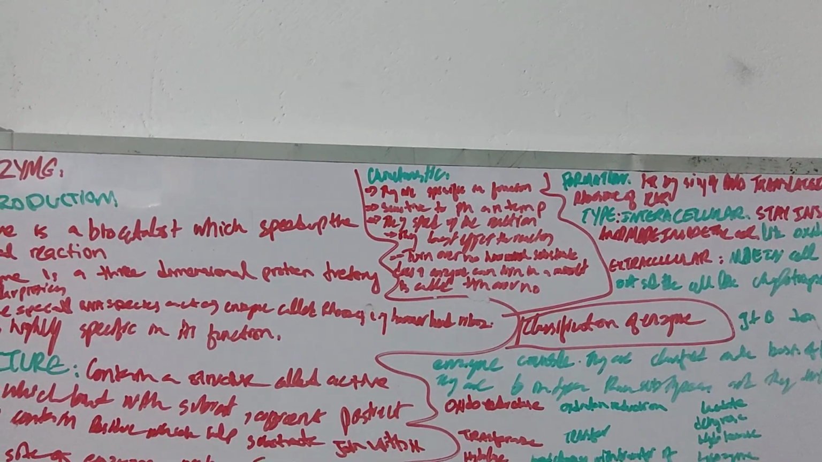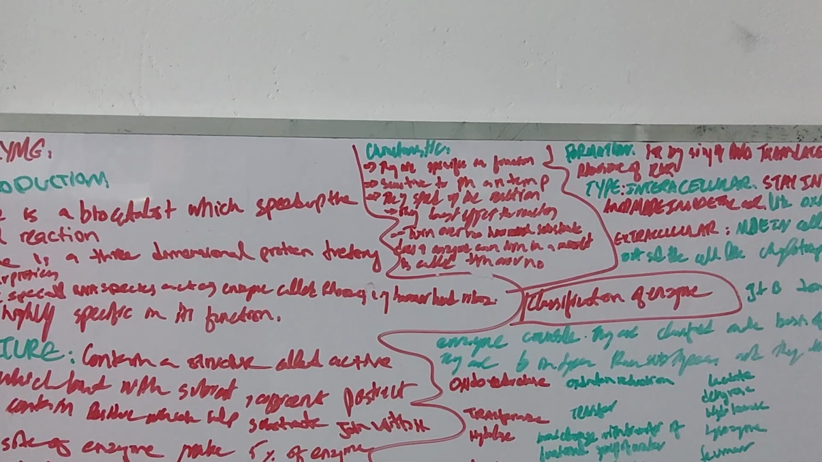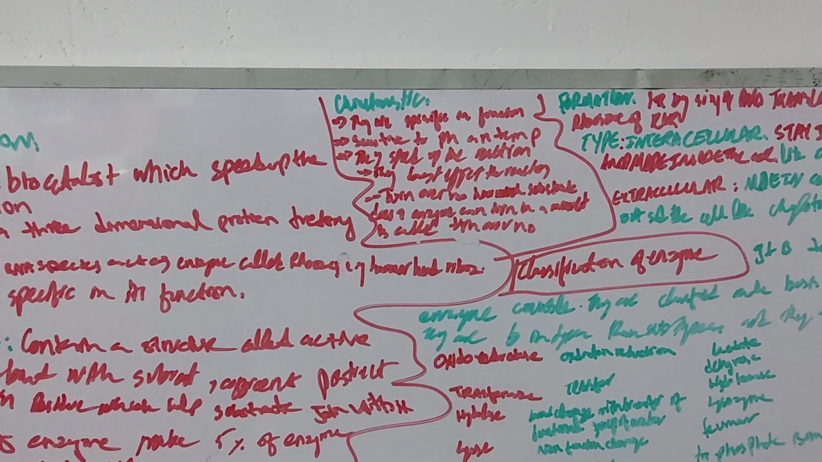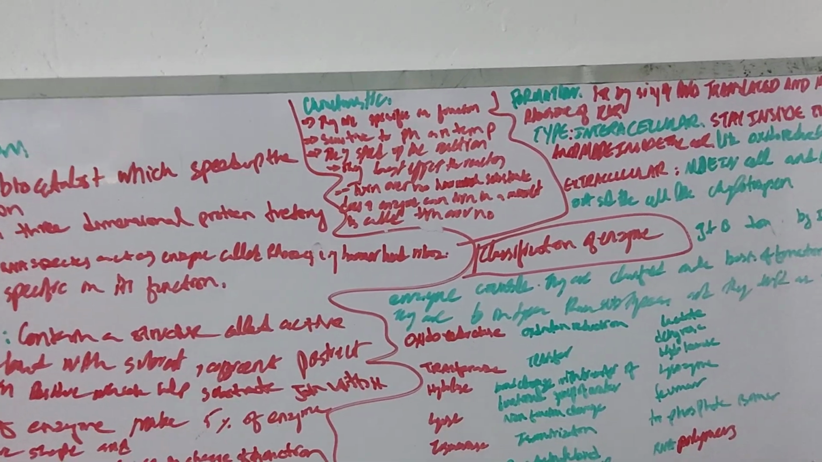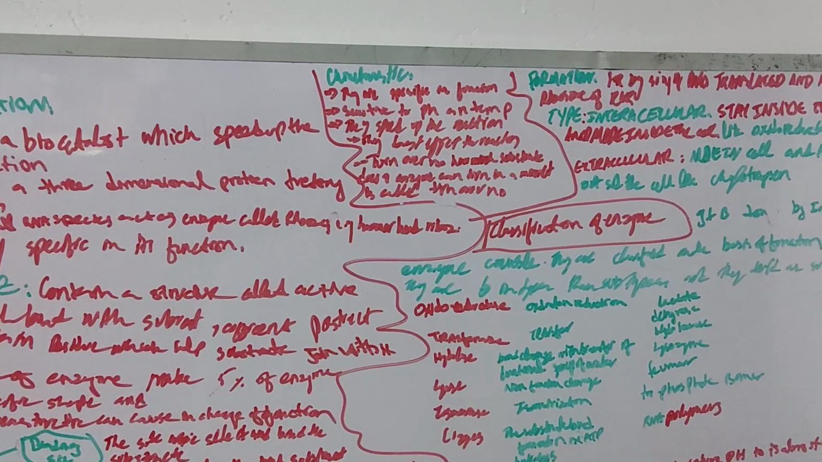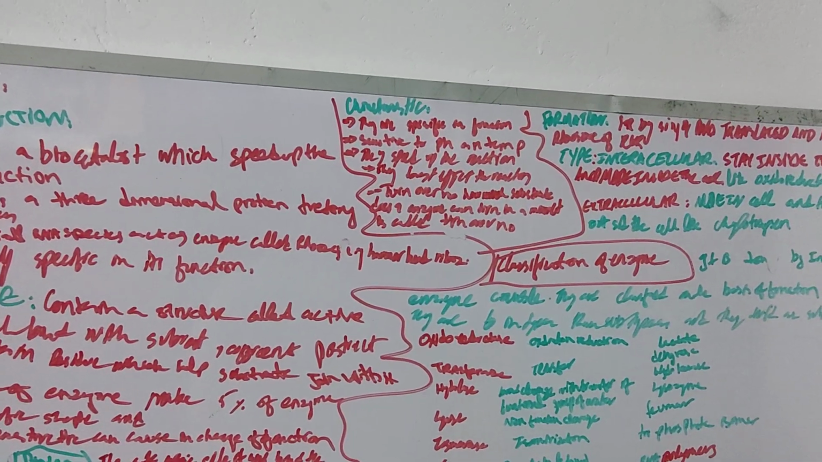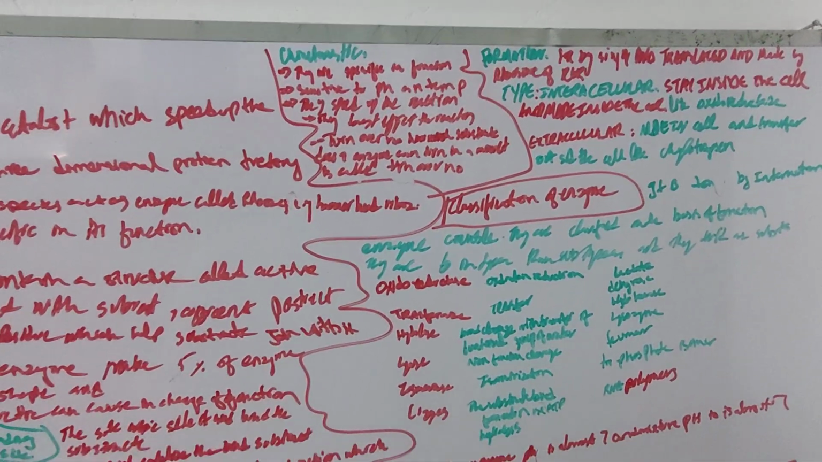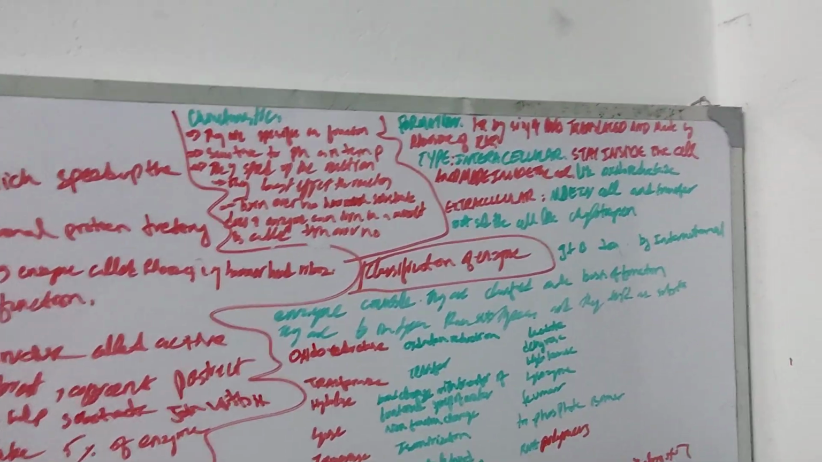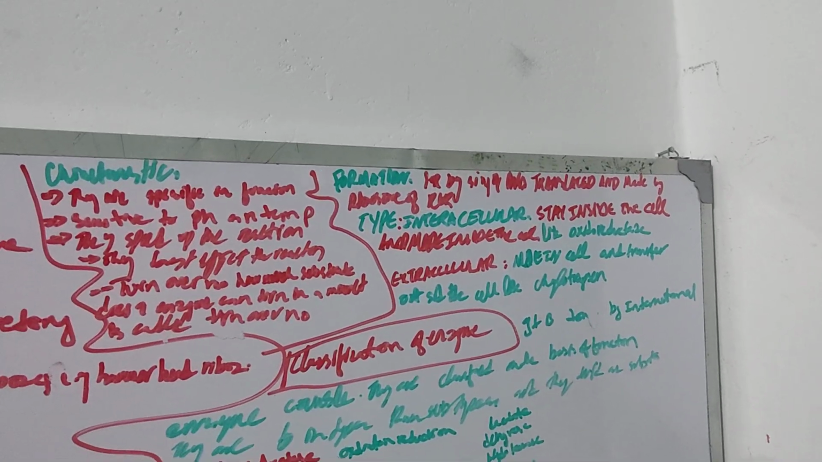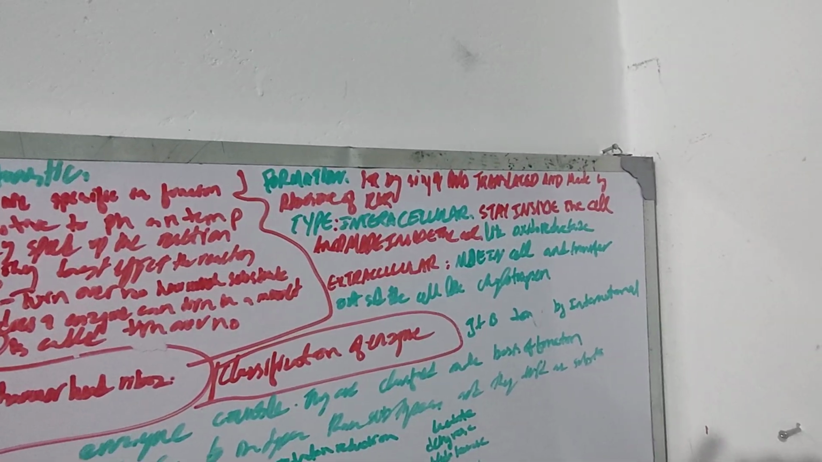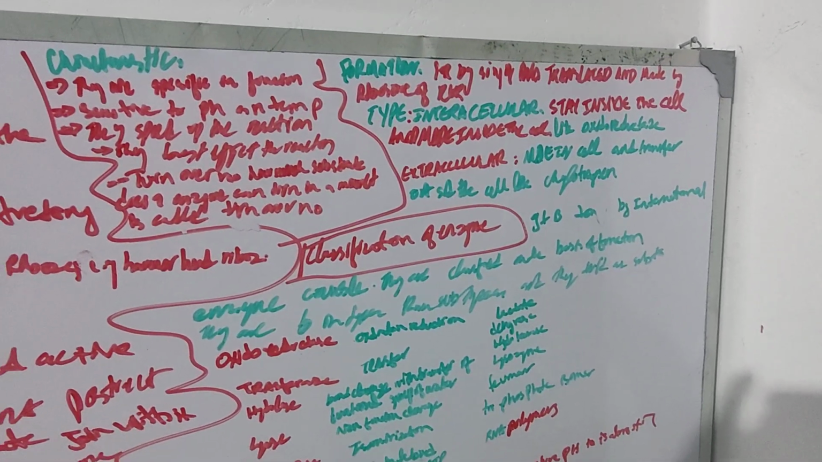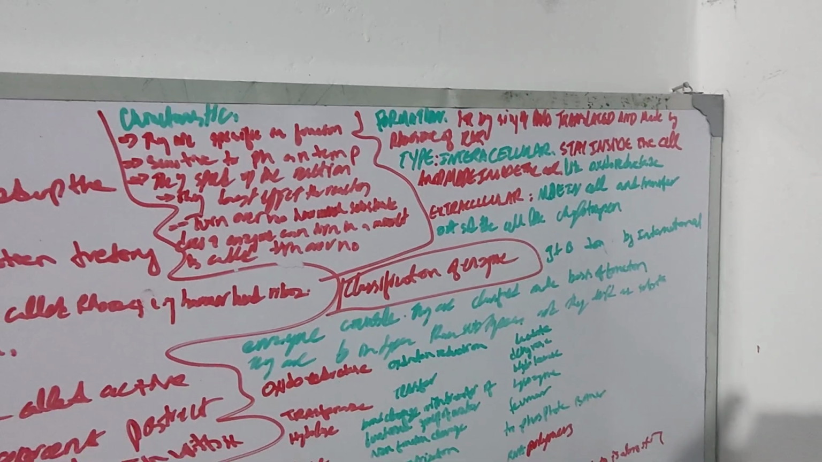The turnover number is the amount of substrate an enzyme can convert in 1 minute. Then we have formation. Enzymes are formed when the DNA transcript is translated by the ribosome of the rough endoplasmic reticulum, and then it's made.